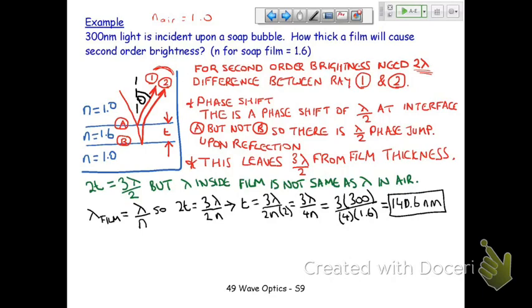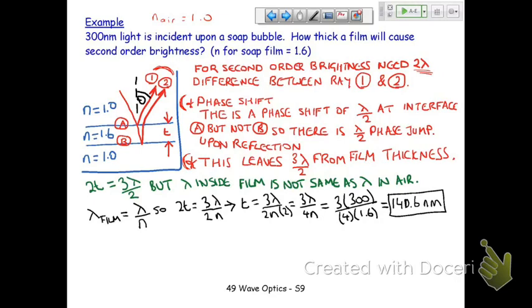But this is caused by two effects. We still need the second order brightness. We still need a wavelength difference of 2, but it's given us by two ways. One is there a phase shift? Maybe there is, maybe there isn't. And the other is path difference. We've got to take both of these into account.